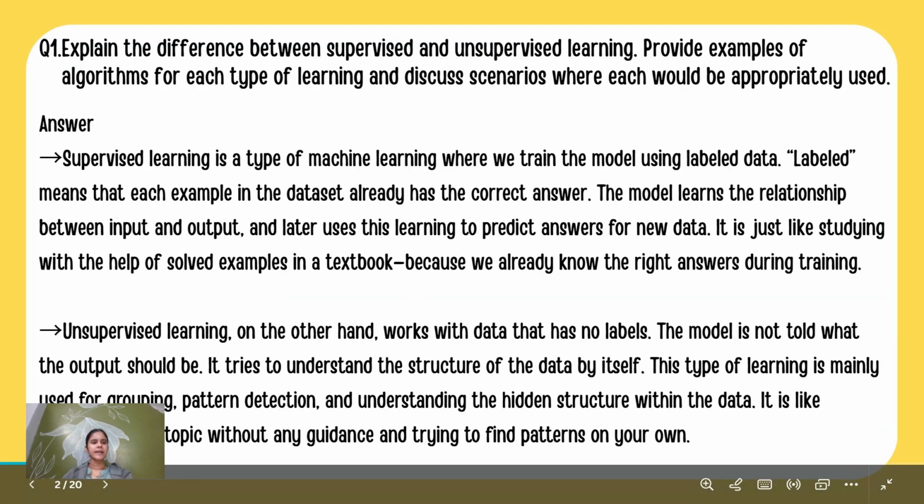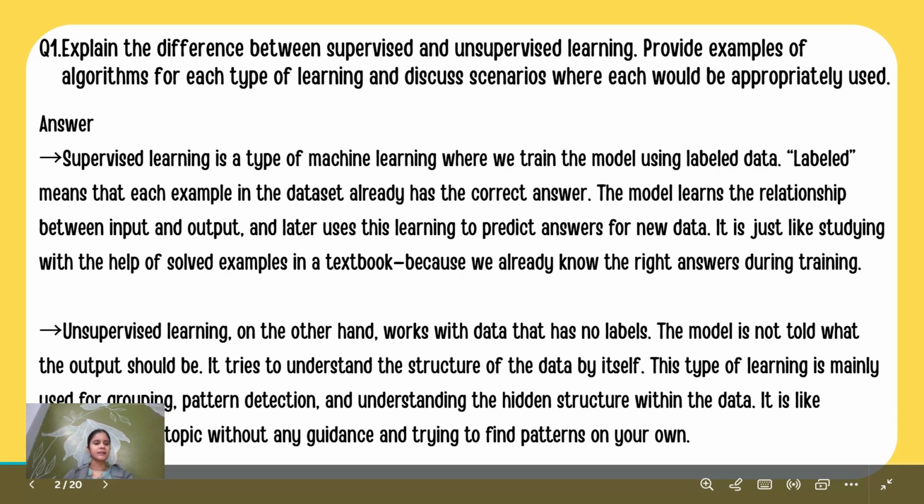So question number 1 is: explain the difference between supervised and unsupervised learning, provide examples of algorithms for each type of learning, and discuss scenarios where each would be appropriately used. So the first one is supervised learning. Supervised learning is a type of machine learning where we train models using labeled data. Labeled means that each example in the dataset already has the correct answer.